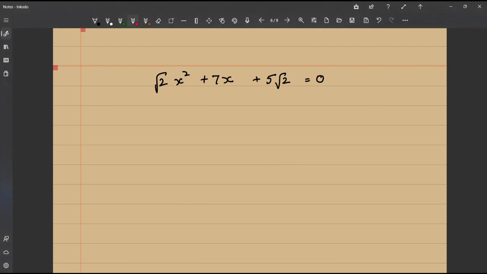Hello children, we have a quadratic equation here. It's a quadratic in the variable x, and we are going to find the roots of this equation in this video. Now in order to find the roots, let us do the factorization. Let us find the roots by factorization. So let's go ahead with the sum.